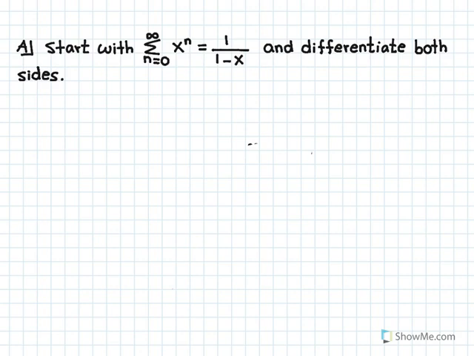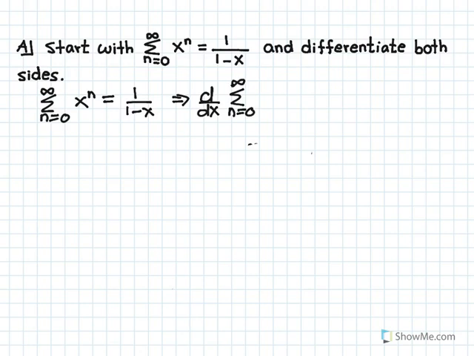Let's start with the summation n equals 0 to infinity, x to the n is equal to 1 over 1 minus x. So this is a geometric series. Let's differentiate both sides and take the derivative of both sides. So d dx of summation n equals 0 to infinity, x to the power of n is equal to d dx of 1 minus x to the power of minus 1. And differentiating this summation, bring the derivative inside the summation, apply the power rule, we get n times x to the power of n minus 1.